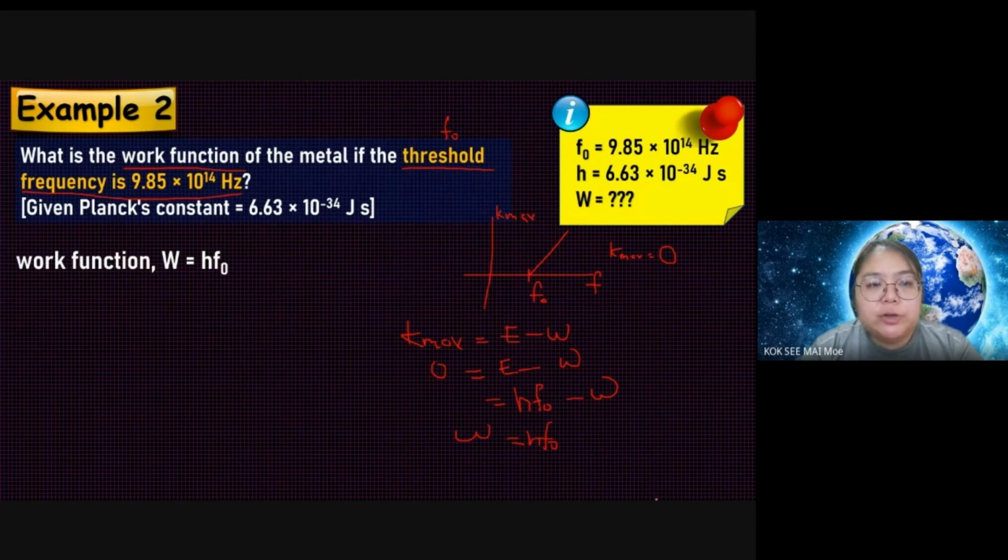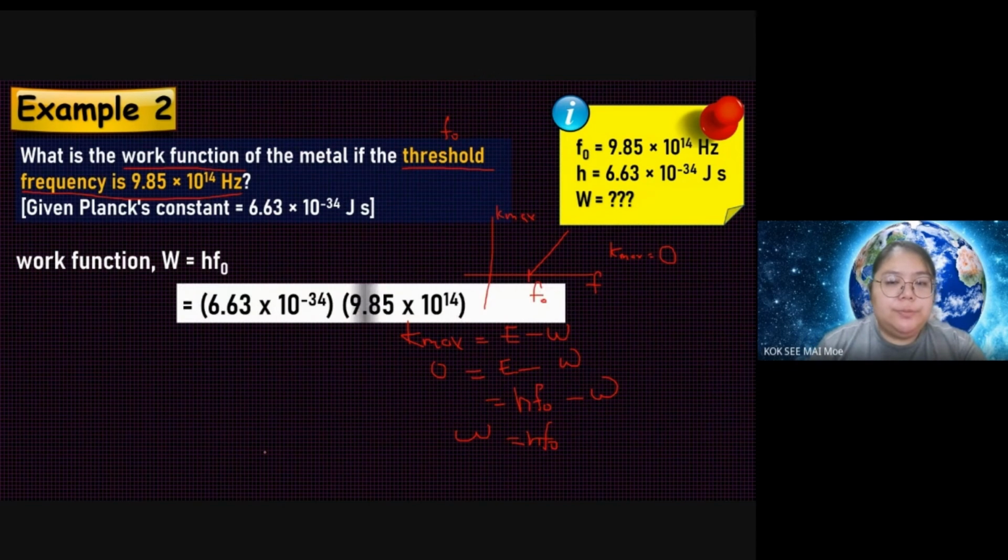So remember, when you read the question, you must be careful. When they just say threshold frequency, you must be careful. In this situation, the kinetic energy becomes 0. So from here, I want the student to give me the answer for W. It is 6.531 power of negative 19.